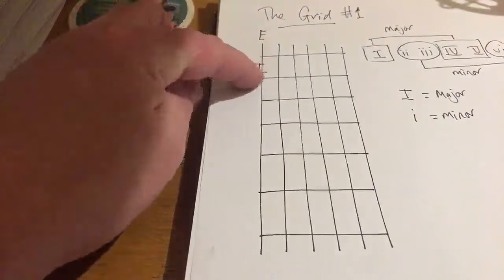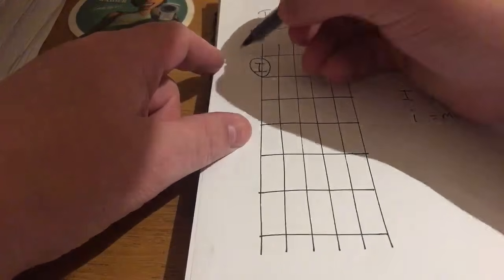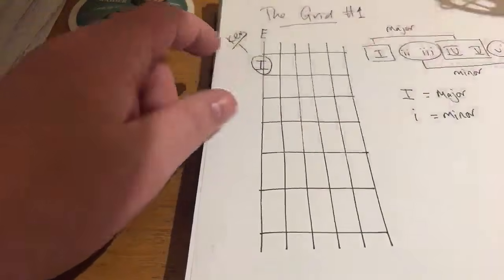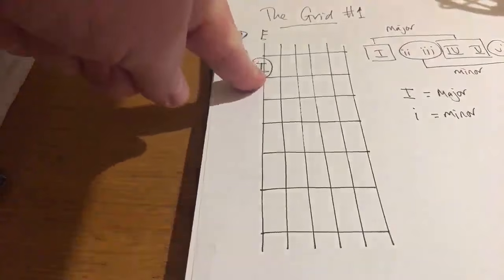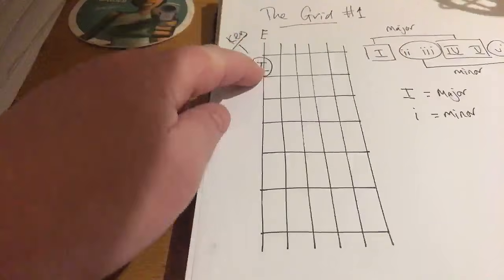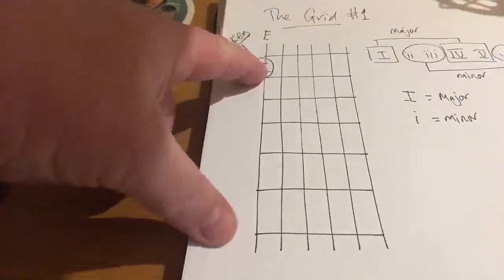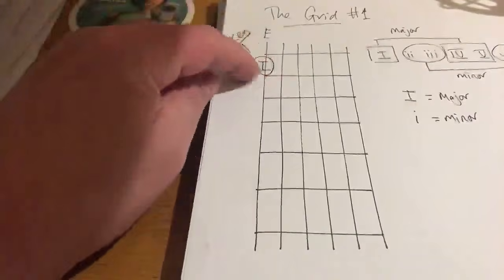So that's chord 1. That is our tonic. This one here determines the key. So if somebody said that this was the key of G, you would place that on the 3rd fret. If it was the key of B flat, it would be on the 6th fret. Yes, hopefully this makes sense. If it was the key of F, it would be on the 1st fret.